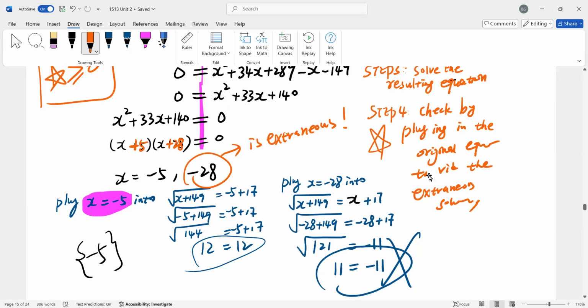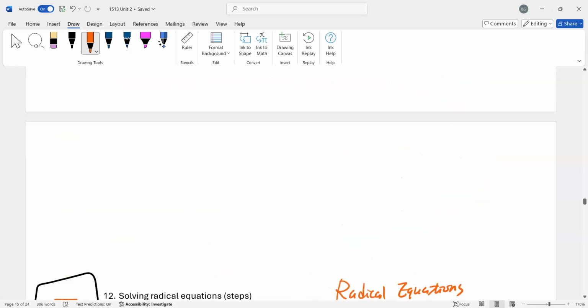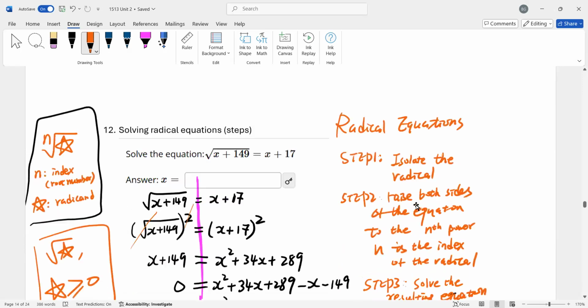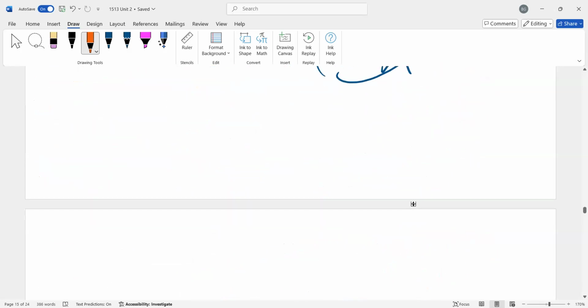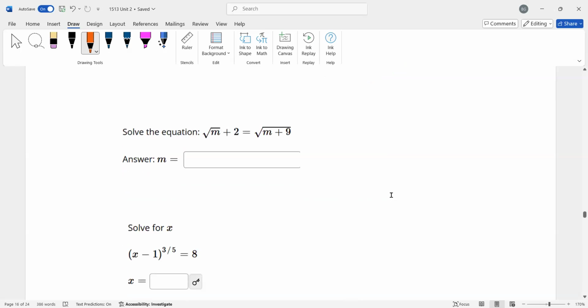So I want to emphasize, when we solve a radical equation, the checking part is you plugging in the original equation. You plug the proposed solution into the original equation. It's different from a rational equation. Rational equation, you just compare, right? So this is different. We have 2 minutes. I think we can do something quick.